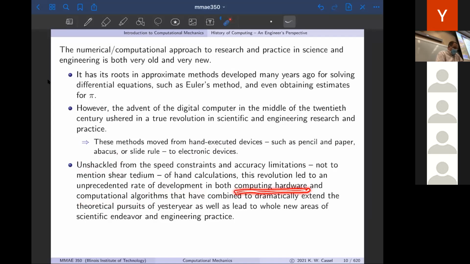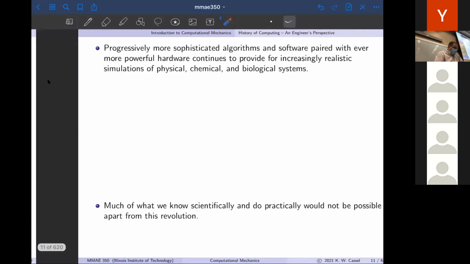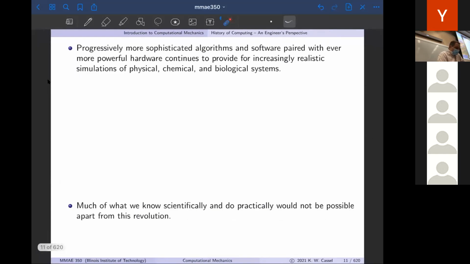So that's something that we can continuously take advantage of and look forward to. As we develop more algorithms and software, that's one ingredient. That's the focus of this class. Our class will be focusing on numerical methods, how we use those to solve physical problems. So that's the software, that's the algorithms. That's going to be the focus of this class.